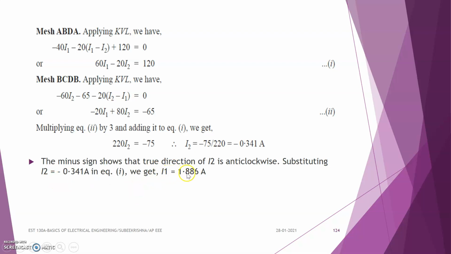So I1 is equal to 1.886 ampere. Here I2 is equal to minus 0.341 ampere and I1 is equal to 1.886 ampere. The value of I2 has a negative sign, which means that the assumed direction of I2 is wrong. Actually, the current I2 flowing through the second mesh flows in the anti-clockwise direction.